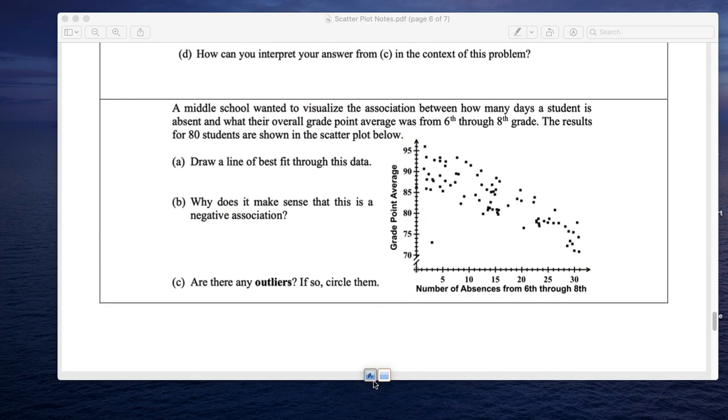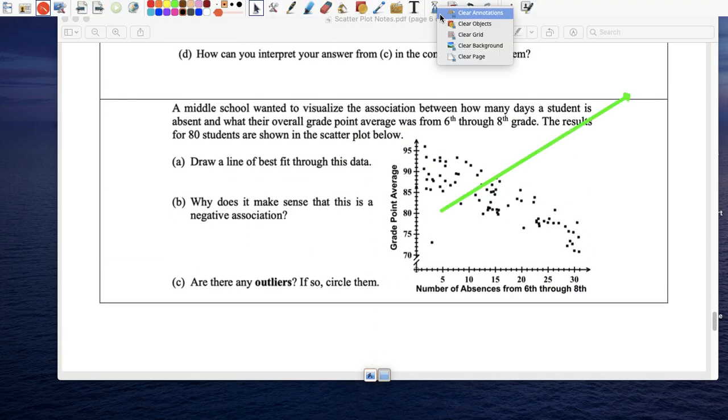And now we have the last problem. Middle school students want to visualize the association between how many days a student is absent and their overall grade. We think there's a relationship between how often you're absent and your grades. The results are shown for 80 students in the scatter plot below. Draw a line of best fit. It looks like there is a negative relation.